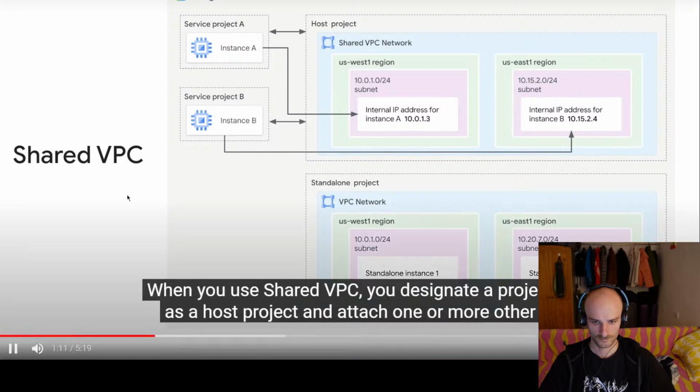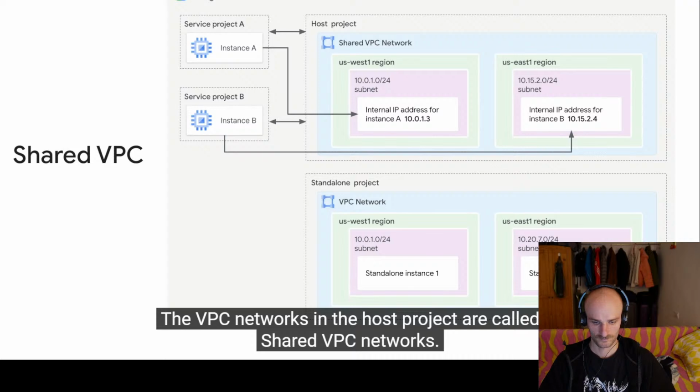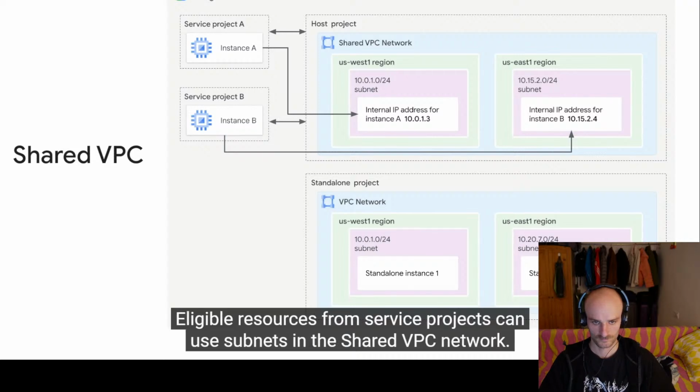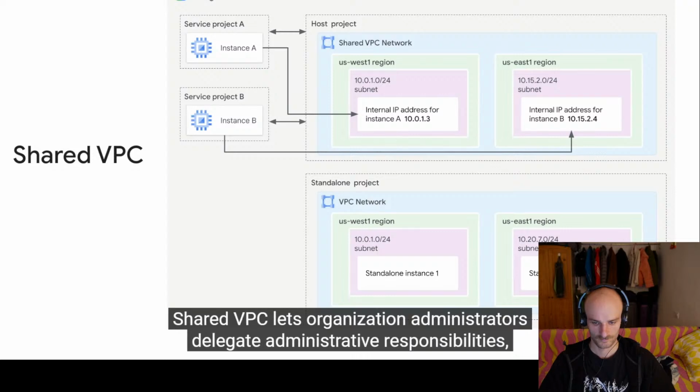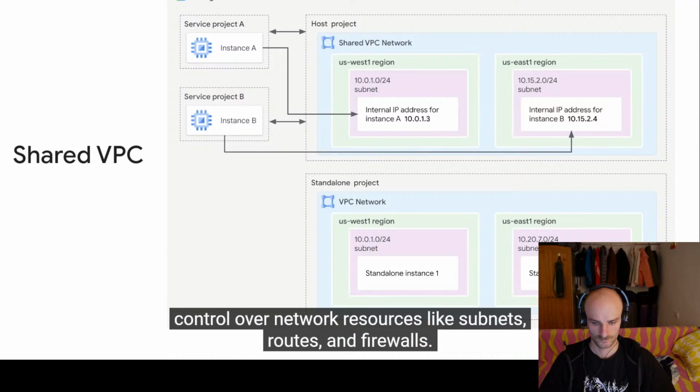When you use Shared VPC, you designate a project as a host project and attach one or more other service projects to it. The VPC networks in the host project are called Shared VPC networks. Eligible resources from service projects can use subnets in the Shared VPC network. Shared VPC lets organization administrators delegate administrative responsibilities, such as creating and managing instances, to service project admins while maintaining centralized control over network resources, like subnets, routes, and firewalls.